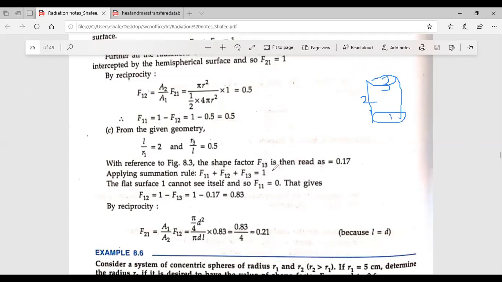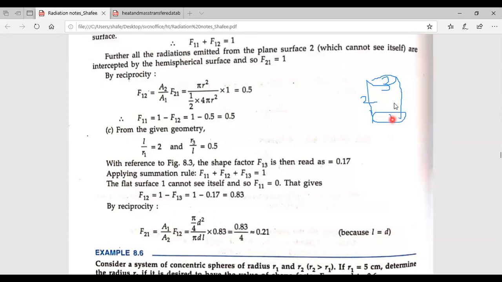Now, how to find out 1 to 2? For this, I have a summation rule, that is F11 plus F12 plus F13. The radiation going from 1 may fall on 1, it may fall on 2, it may fall on 3. Obviously, 1 to 1 we assume as 0 because the radiation heat transfer to itself is almost 0. In this diagram, 1 to 3 I can find out; that value is 0.17. But the summation rule says that 1 to 1 plus 1 to 2 plus 1 to 3 is equal to 1.